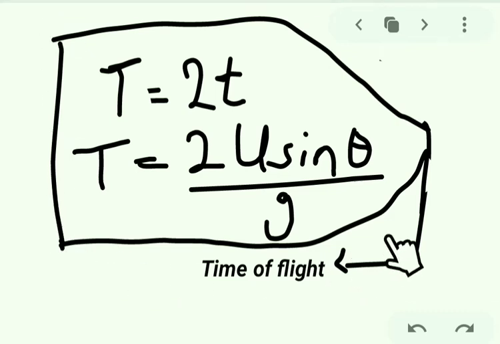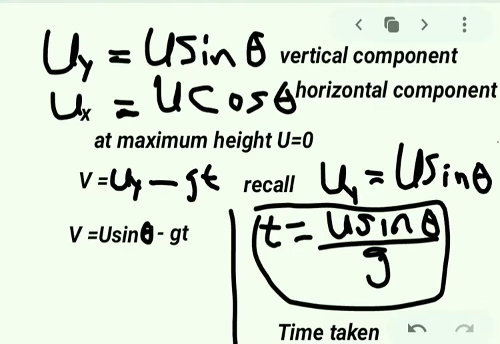Now these parameters are always used when solving projectile motion. The other one was the time taken. The time taken is t is equal to u sine theta over g.